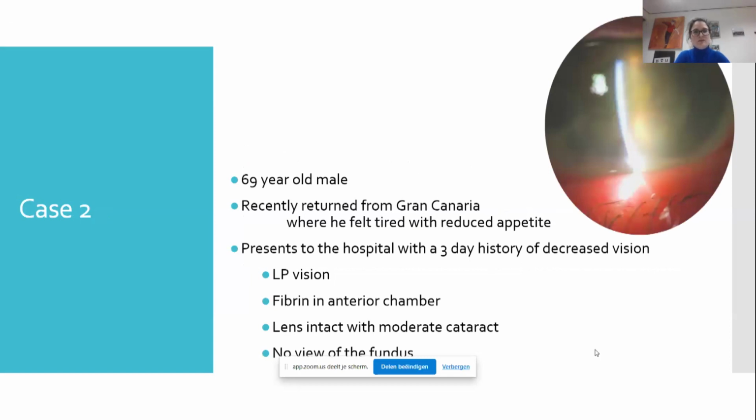Case 2 is about a 69-year-old man, currently returning from Gran Canaria, where he felt a little bit tired with reduced appetite. He presented to the hospital with a 3-day history of decreased vision, with light perception vision and fibrin in his anterior chamber. His lens was intact with a moderate cataract, and the fundus could not be investigated because of the dense fibrin and also the cataract.